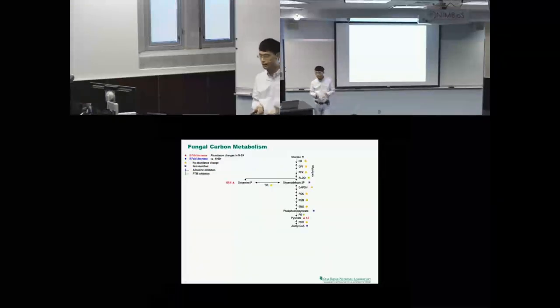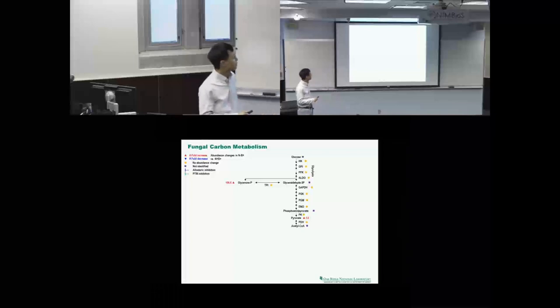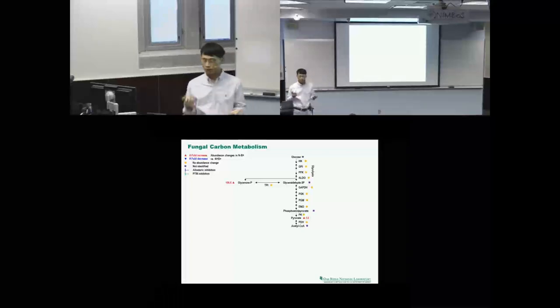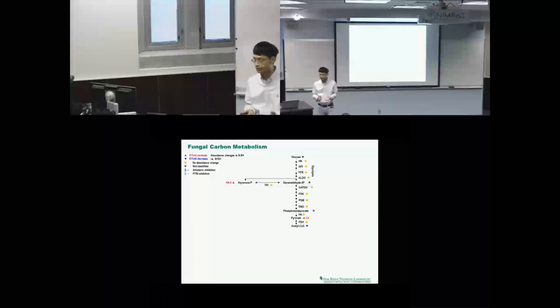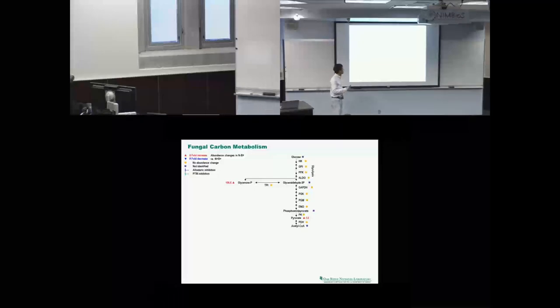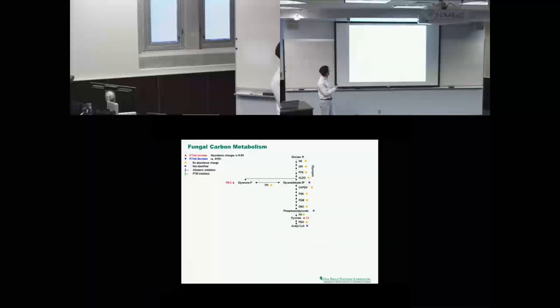Okay, let's switch gears to carbon metabolism. So this is the glycolysis. In all four conditions, glucose is actually the main carbon and energy source for the fungal growth. So here we are looking at the most likely use of glycolysis to drive this acetyl-CoA production. Again, the enzyme abundance didn't change much. So you can see the full annotation, the symbols here.